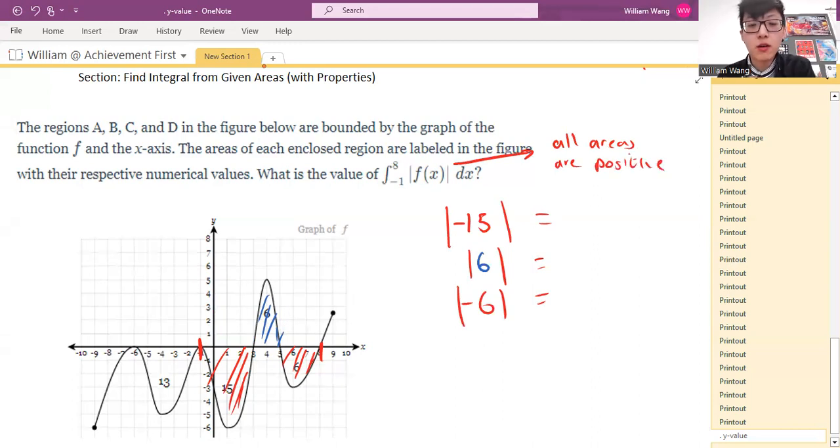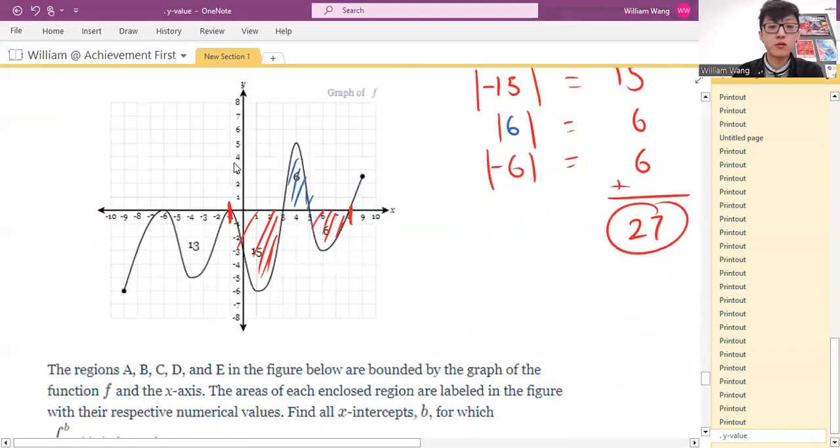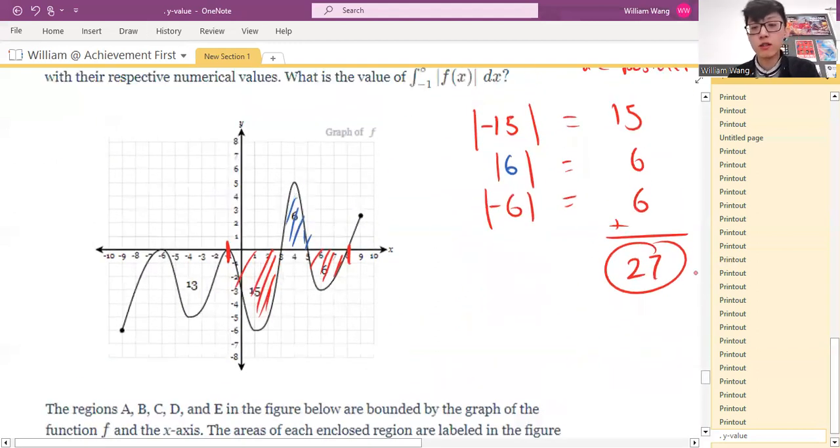All right, so absolute value of -15 is going to be 15, absolute value of 6 is 6, absolute value of -6 is 6. So I just add all these up. That should give me a value of 27. That would be my final answer. 27 is my final answer.